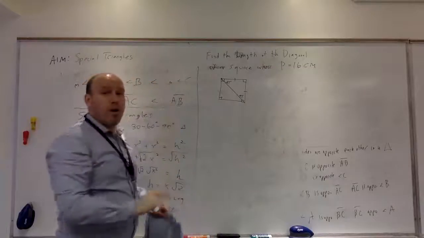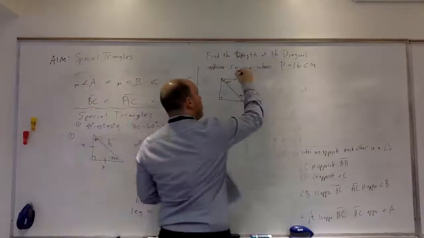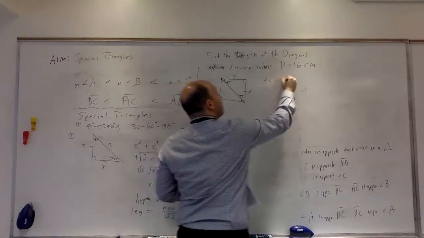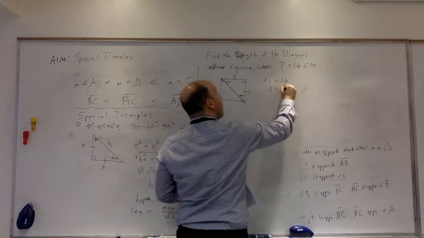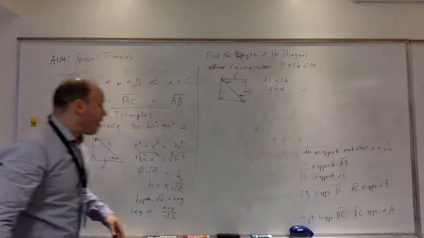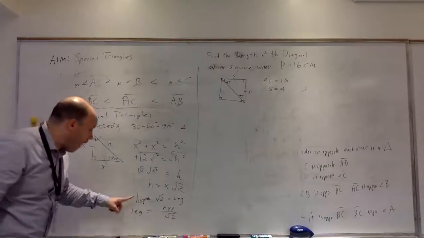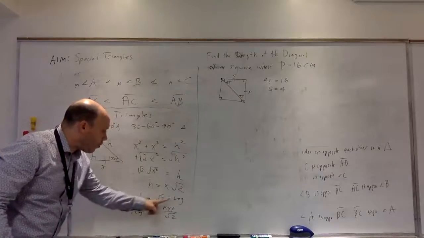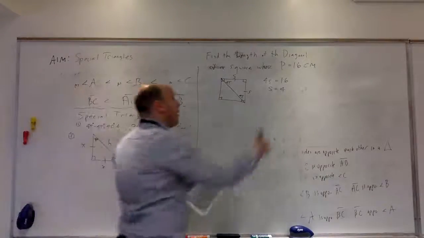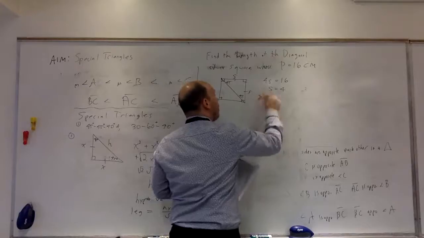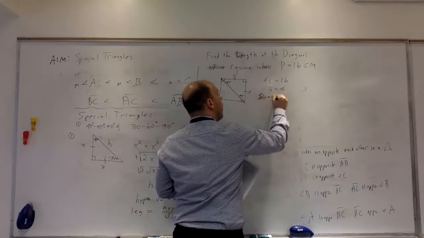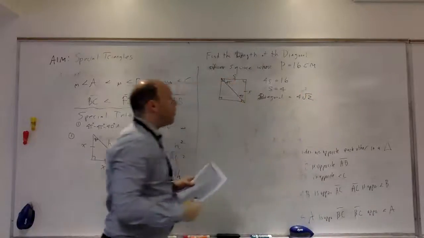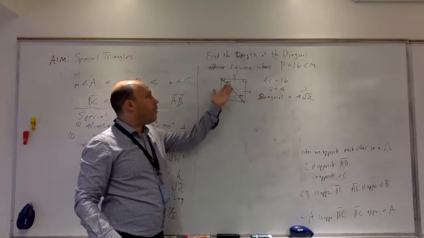I know that the perimeter, so if this is S and S, I know that 4S equals 16, so one side is 4. And I just learned that to go from the leg to the hypotenuse, multiply by radical 2. Therefore, the diagonal is 4 radical 2.